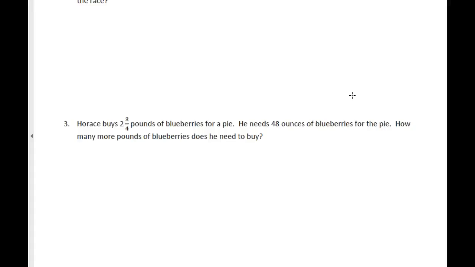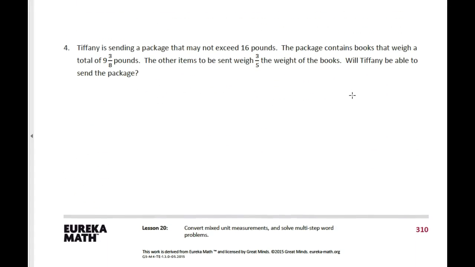We'll take a look at one more of these. Let's take a look at this one right here. So Tiffany is sending a package that cannot exceed 16 pounds. The package contains books that weigh a total of 9 3/8 of a pound. The other items to be sent weigh 3/5 the weight of the books. Will she be able to send this package? So what we're doing is figuring out what 3/5 of 9 3/8 is, and then seeing if we can add it in and be less than 16 pounds.